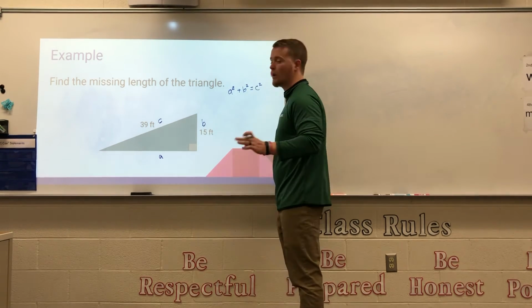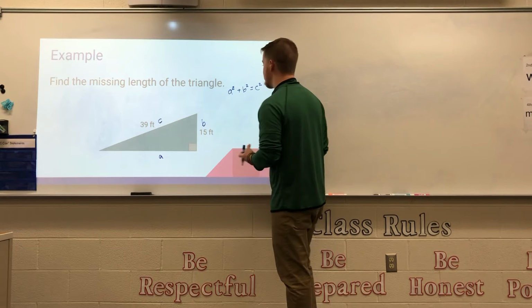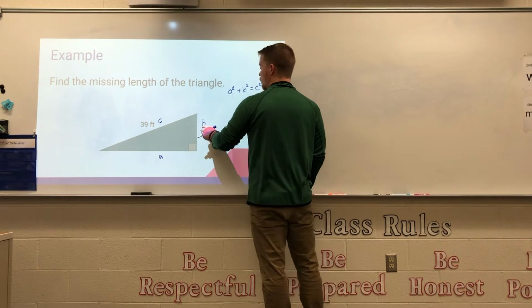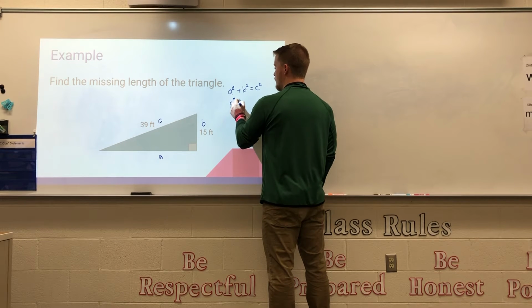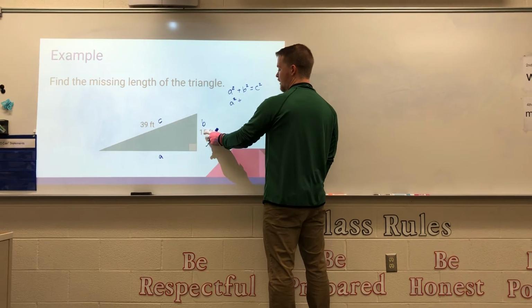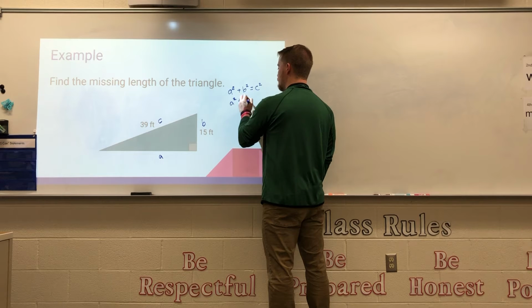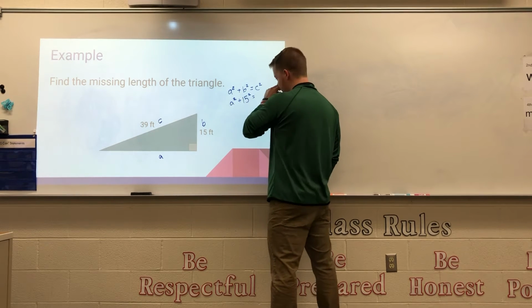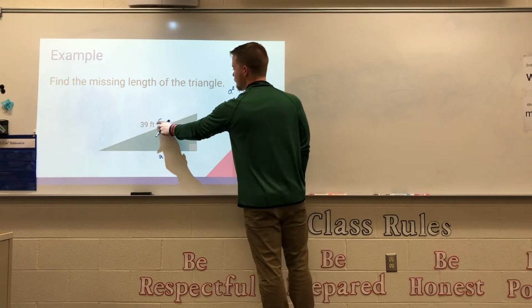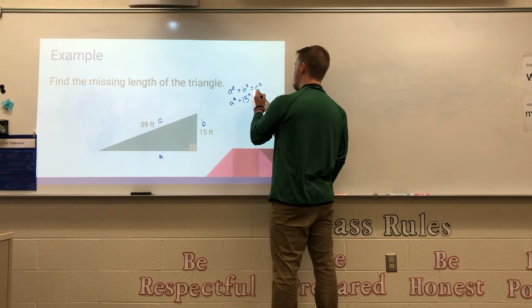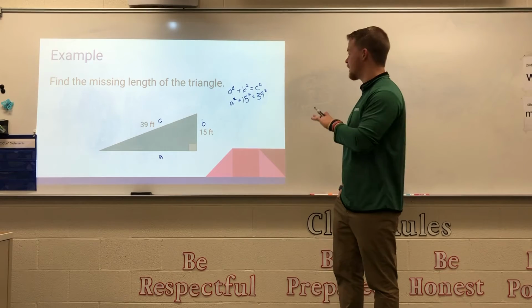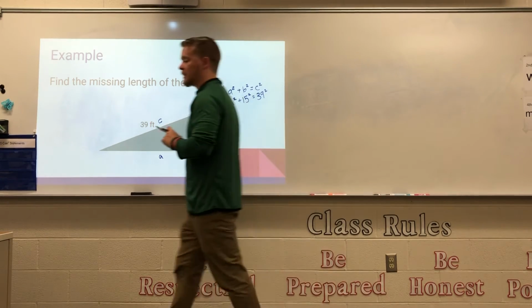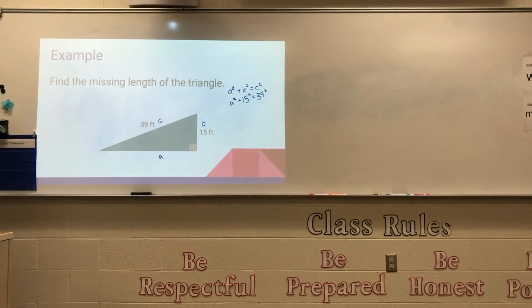Okay, but we're going to do it the same way. We're going to plug in what we know and then solve for a. So what we know is we don't know a, so I'm going to bring down a squared, plus b is 15, so that would be 15 squared, equals my c, which is 39, so it equals 39 squared. Okay, we're still plugging in to the particular spots on those.